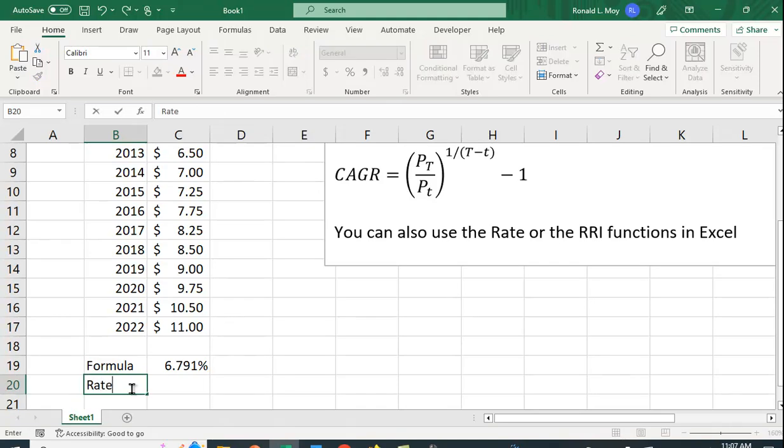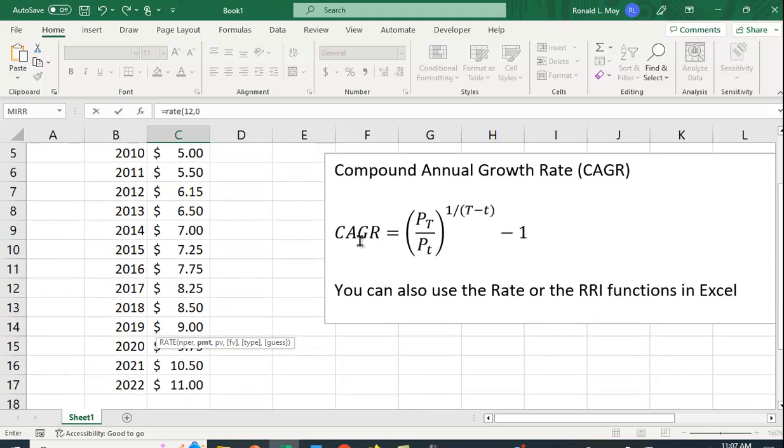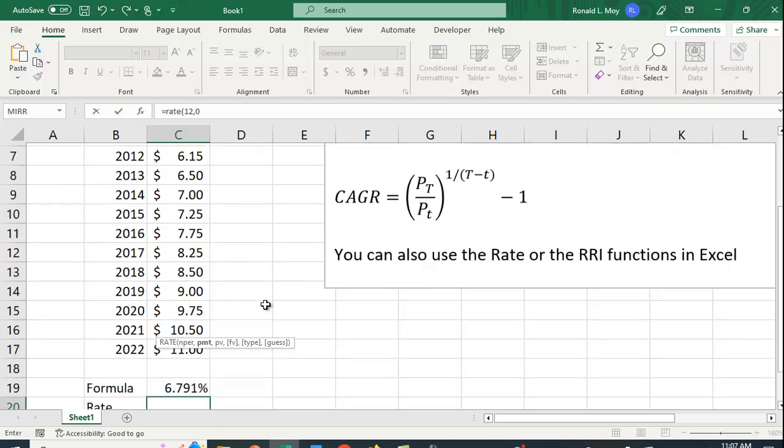So there's a RATE function in Excel. You say equals RATE, and it asks you for the number of periods. It's 12. And I don't know how well you can see it, but underneath here it does tell you what to type in. Then it asks for PMT, the annuity. There is none. It asks you for the present value. And the present value would be this year, the $5.